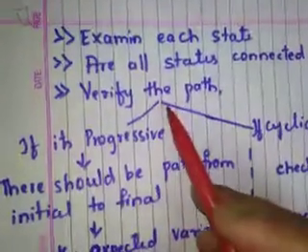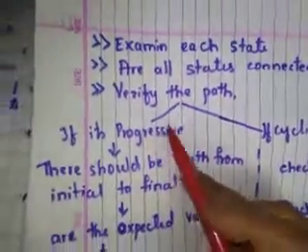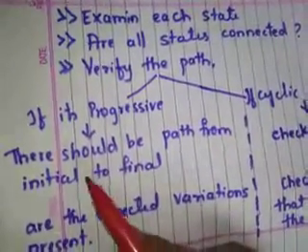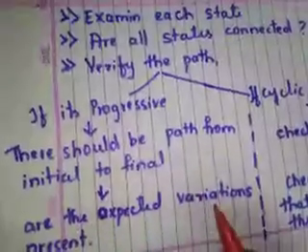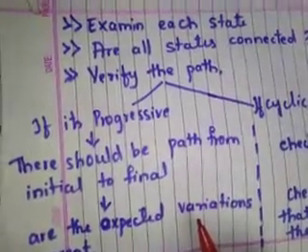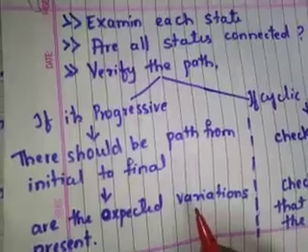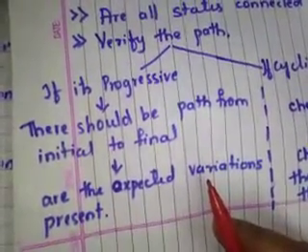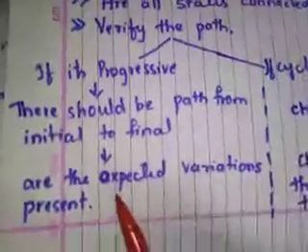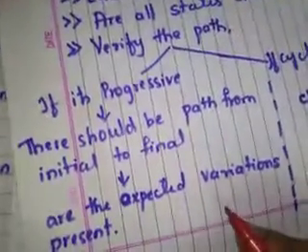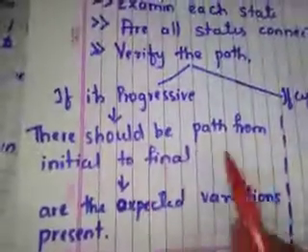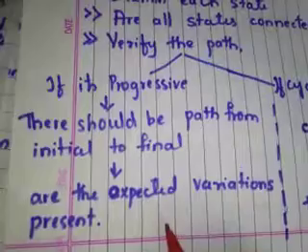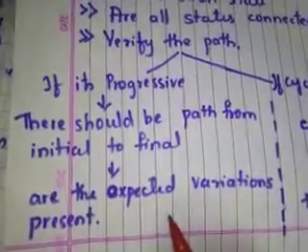That is, if the object has a progressive history, you should check whether there is a path from the initial to the final state, right? At the start of this video, we saw a progressive path for the publishing of a paper, from being written to consideration, and from consideration to acceptance. So there should be a path from the initial to the final state. Then you should look at all the variations that are present.